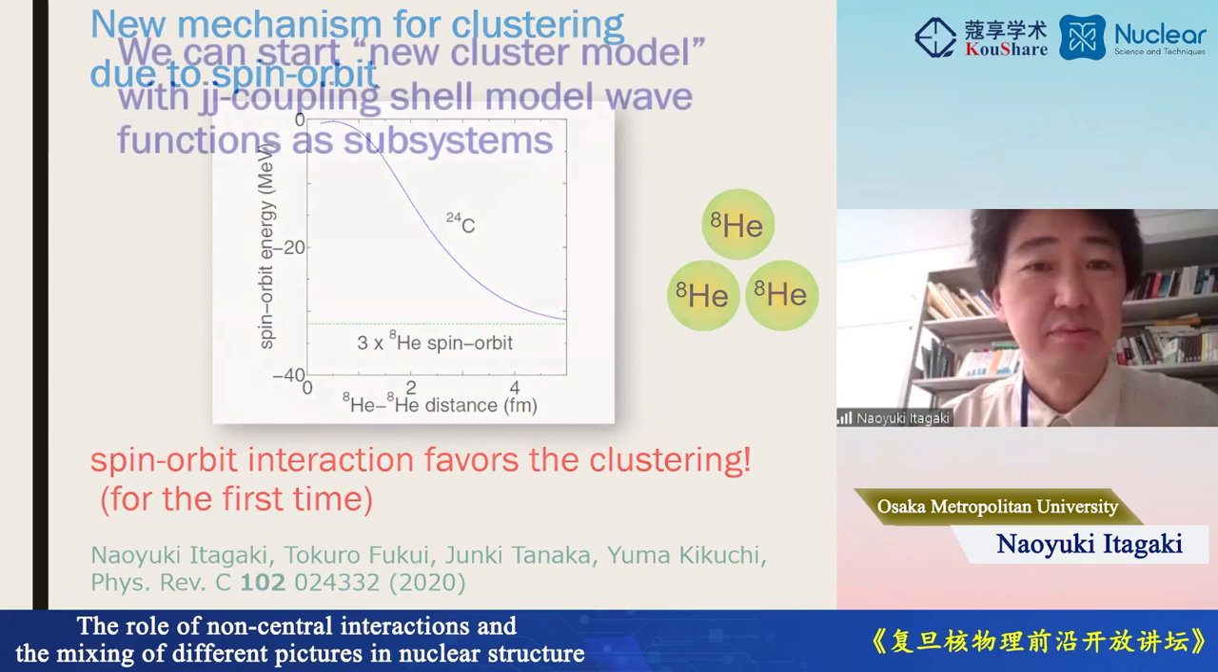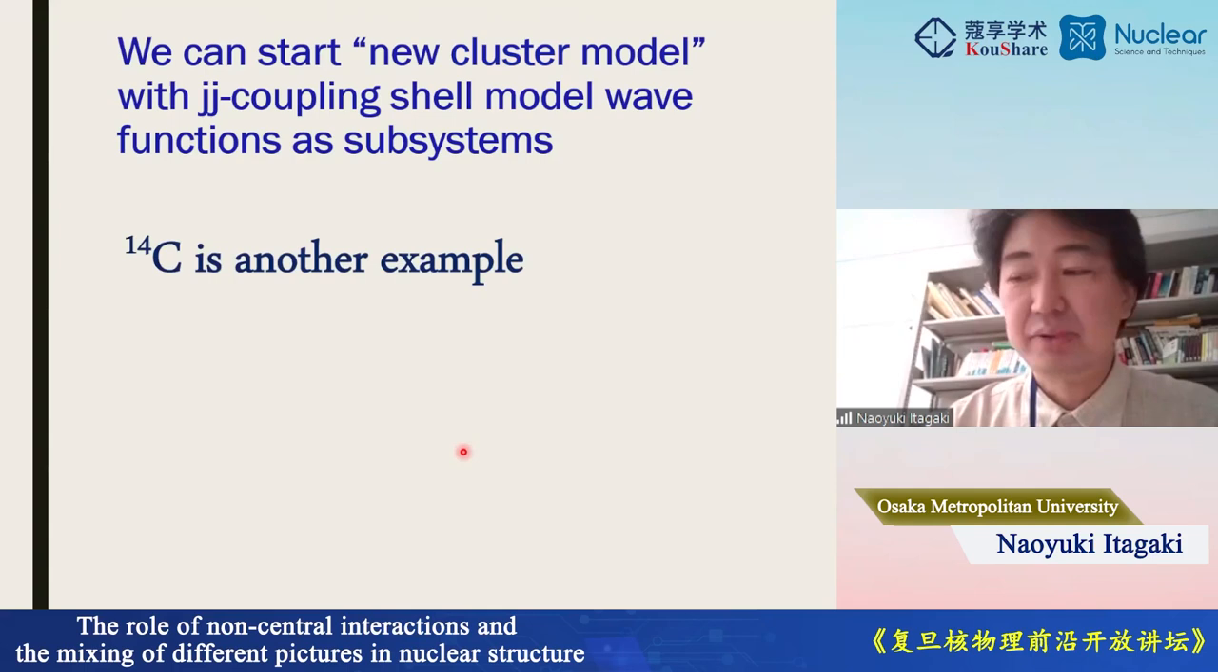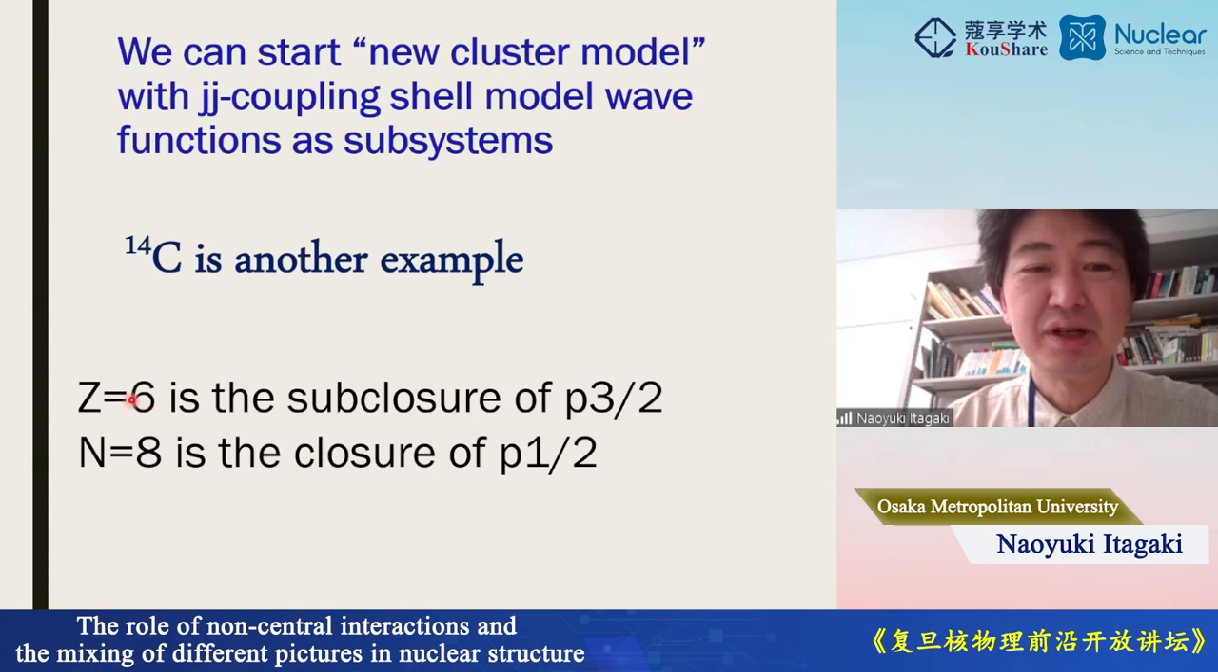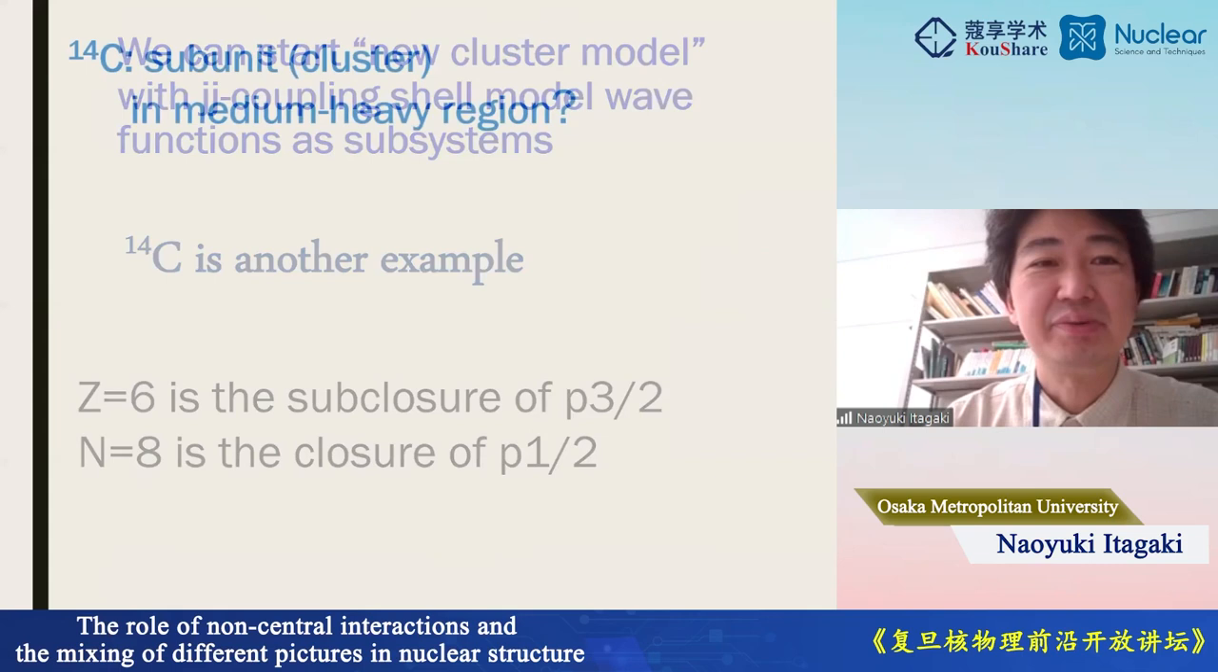Okay, so the next example is carbon 14, and carbon 14 also can be a new cluster because the nucleon number of six is for protons. So Z equal to six, not N, and N equal to eight, which is the closure of p1/2. And this can also be prepared very easily using our model. So we can have two or three carbon 14.